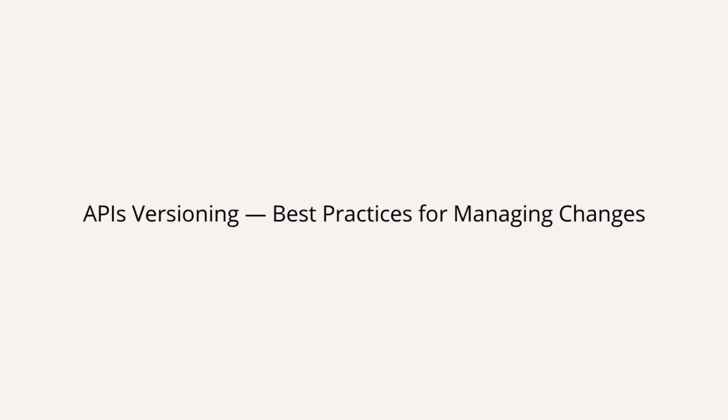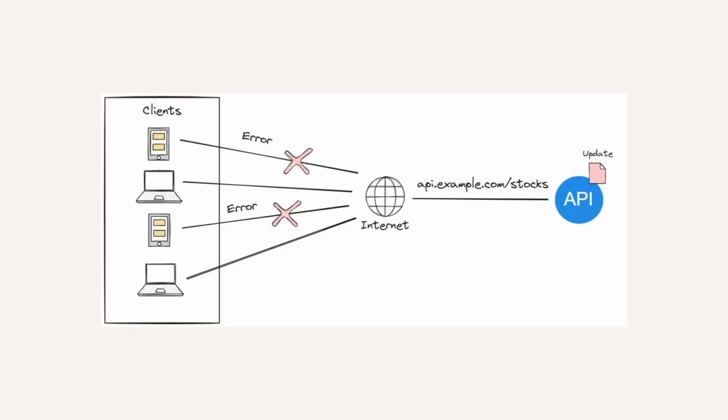Today, we're diving into API versioning, a crucial practice for evolving your APIs without breaking your users' trust. Whether you're building a small app or managing a complex enterprise API, knowing how to handle changes smoothly is key. So, let's get started. APIs are everywhere. They connect systems, power apps, and deliver data to users worldwide.